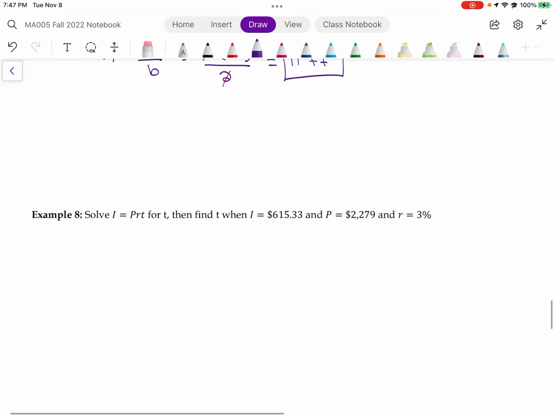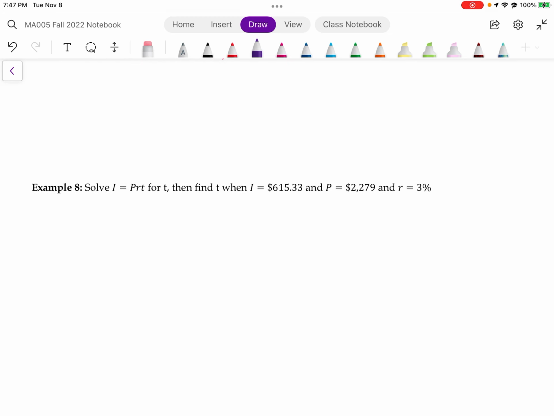All right, here's another kind of problem. The first part says solve I equals PRT for T. So that's what we're supposed to do first. I equals PRT, and we're supposed to solve it for the T. So I'm going to divide both sides by P and R. The R's cancel out and the P's cancel out, and I'm left with just the T by itself. So I get T equals I over PR. All right, then it says, now find T. Well, look at that.